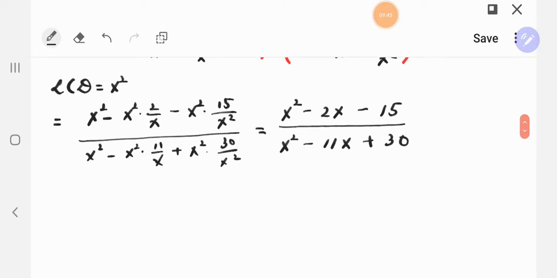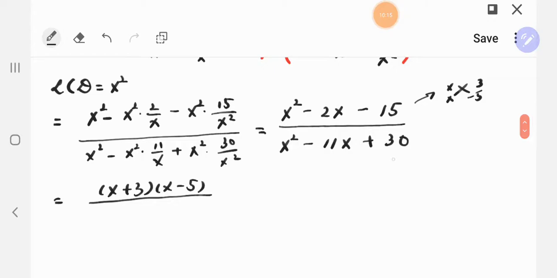From this one, let's factor each numerator and the denominator if it's factorable. Let's check the numerator. x times x, 15 is 3 times 5, and the minus sign goes on both. So cross multiply is negative 5 plus 3 is negative 2. So this is equal to x plus 3, x minus 5. And the denominator is x times x.